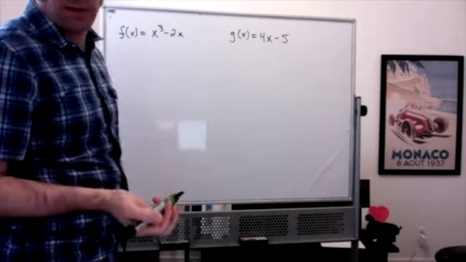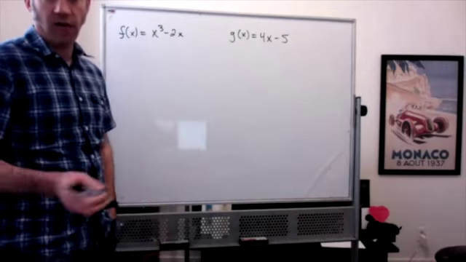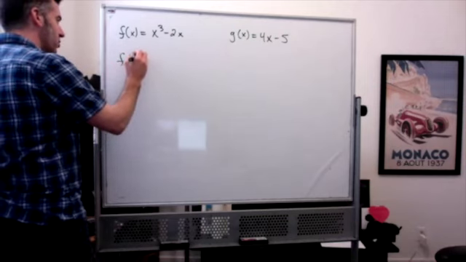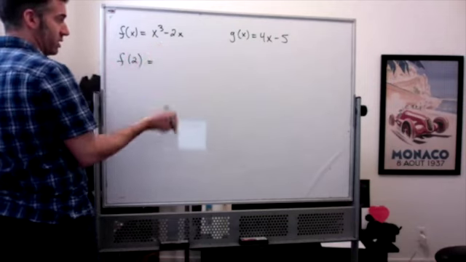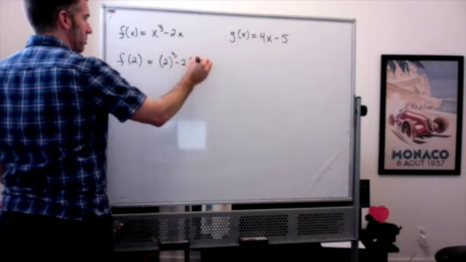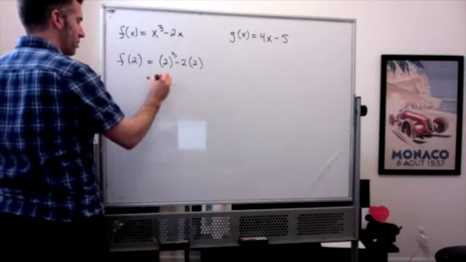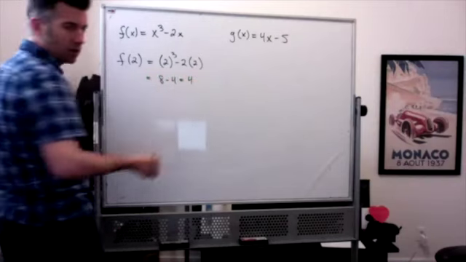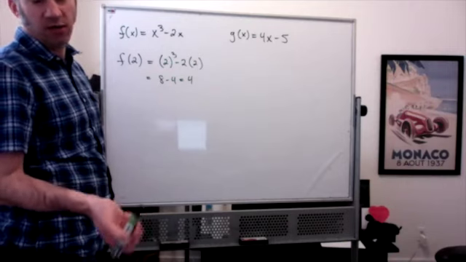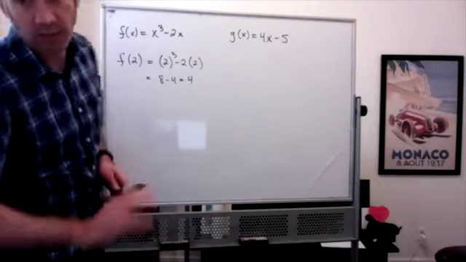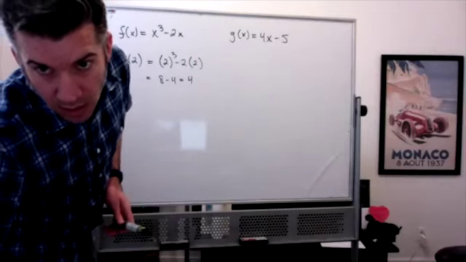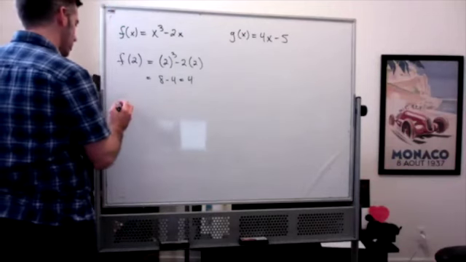First of all, let's just refresh our memories as to how evaluating functions works. So I want to find f of 2. I'm just going to insert 2 for each x. So it's going to be 2 cubed minus 2 times 2, which is 8 minus 4, which is 4. But the important part here is more our ability to insert, not so much our ability to evaluate.